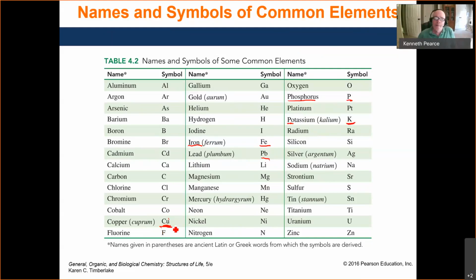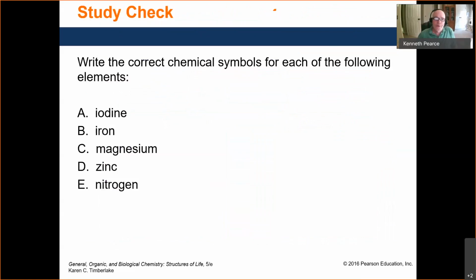All right. Now, we got right here, and if you have a periodic table in front of you, you should be able to say, well, let's see, iodine, and you find it, and it's an I, and we know that iron is Fe, and then we have magnesium, well, that's Mg, zinc, well, that's Zn, and nitrogen is letter N. And you ought to be able to do it as fast as I am. Memorize it, because you don't want to be in a situation where you're doing a word search.